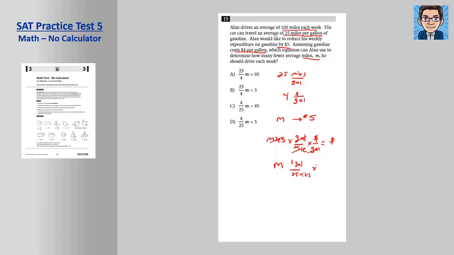And then the dollars per gallon is going to be $4 per gallon, and we want that all to equal 5. And again, the miles cancel, the gallons cancel, and we get 4 over 25 times m equals 5, or answer D.